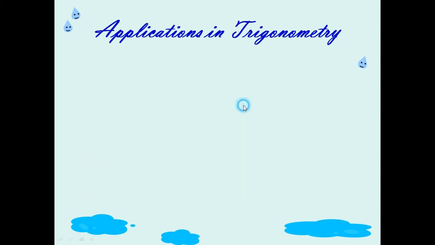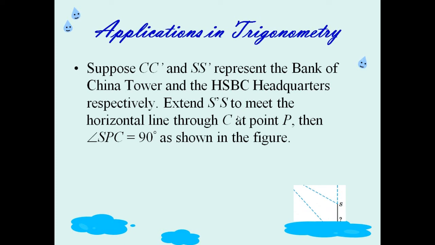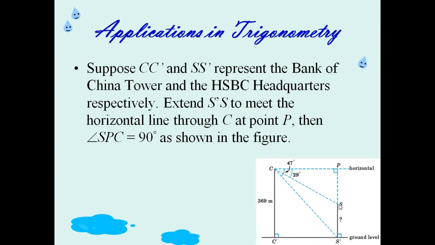So you will find the diagram will be like this. This is the Bank of China Tower building, and there are two angles of depression observing the top of the HSBC headquarters, the roof, and the foot of it. So we let S be the top and S dash be the foot of the HSBC headquarters.